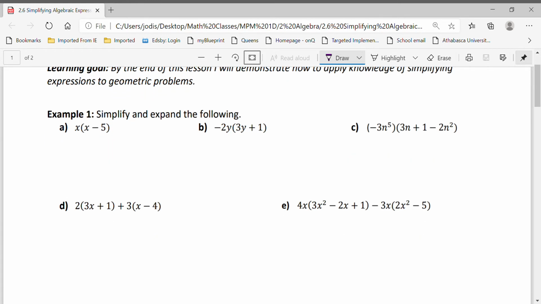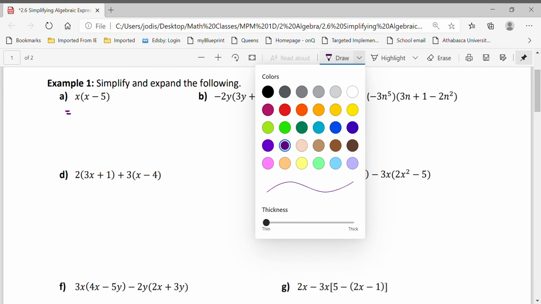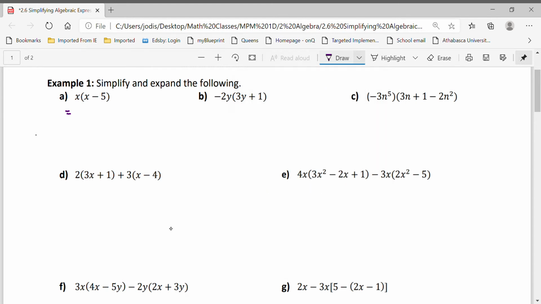So we're going to start with some practice questions first. Hopefully we've gotten the hang of this by now, and some of these seem pretty easy. We're also going to cover a few more challenging ones. Alright, so here we just have a simple distribute question, distributive property, so x times x, x squared, and x times -5 is -5x. Done.